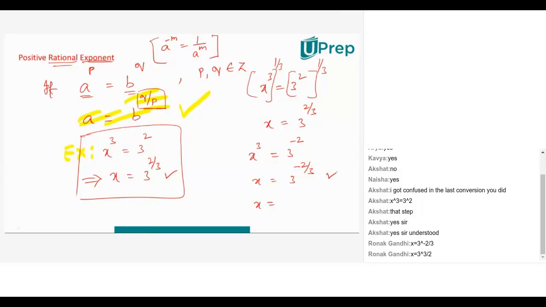Therefore, x is equal to here. If x cube is equal to 3 power minus 2, x is equal to this 3 will come this side, 1 by 3 in the power exponent. I hope everyone is able to follow this step. The second step, right from here. Can you explain again? Which one, Arya? Sir, the second step.